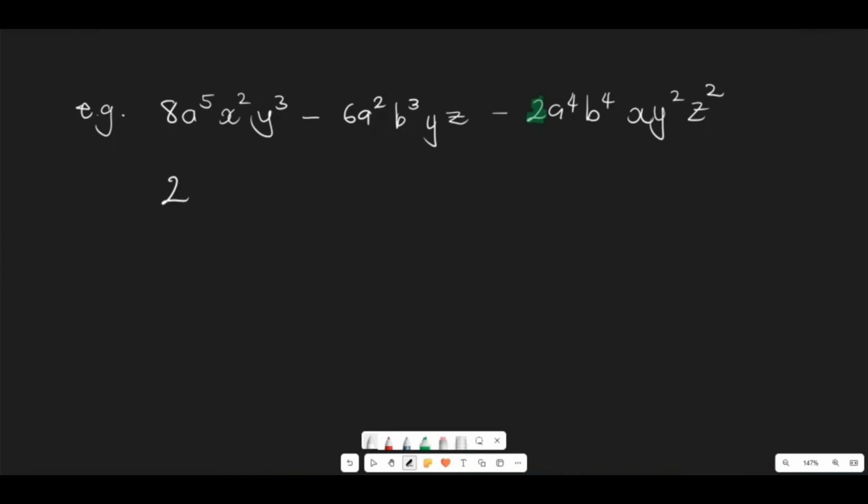And then let's head over to the A's. What's the lowest A number that I can take out? It's A squared, right? I can take out an A squared on each of these terms, all right? Do you guys agree with me on that?